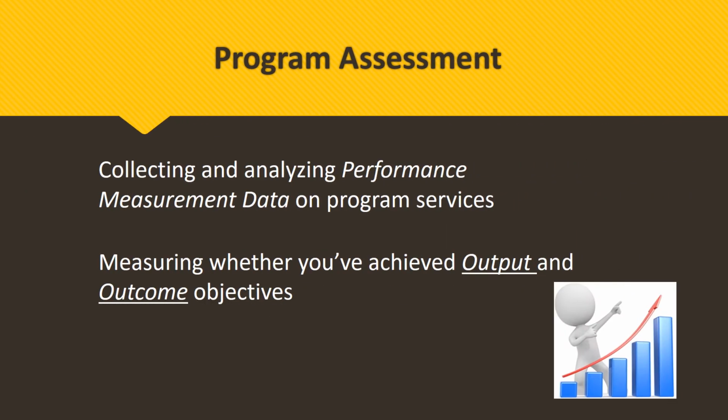To understand how your program is working, it is important to assess your progress towards both your output and outcome objectives. WSC refers to the tools you use to measure progress towards your output and outcome objectives as performance measures. Assessing outputs means you're tracking the actual number of people you've served and the services you provided, such as the number of children you tutored, or perhaps the number of acres of lands you treated.